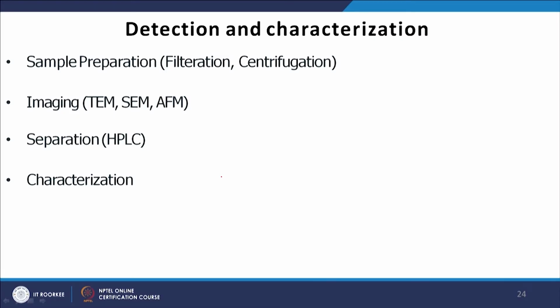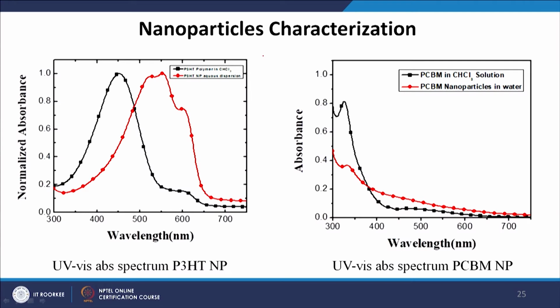Now the detection and characterization depend upon the sample preparation, like filtration and centrifugation, imaging techniques like TEM, SEM, AFM, separation, which one can do by the HPLC technique, and then finally some characterization like optical characterization, electrical characterization, etc. Now let us look at some of the optical characterization for a very common example.